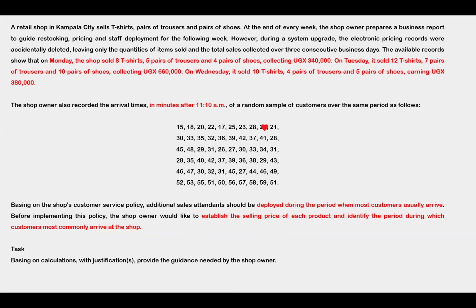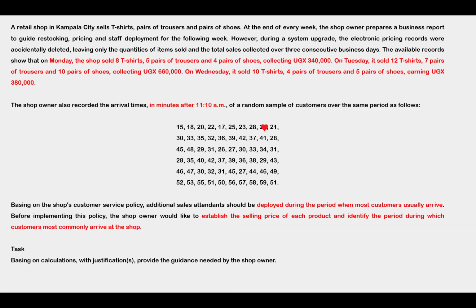A retail shop in Kampala City sells t-shirts, pairs of trousers, and pairs of shoes. At the end of every week, the shop owner prepares a business report to guide restocking, pricing, and staff deployment for the following week. However, during a system upgrade, the electronic pricing records were accidentally deleted, leaving only the quantities of items sold and the total sales collected over three consecutive business days.